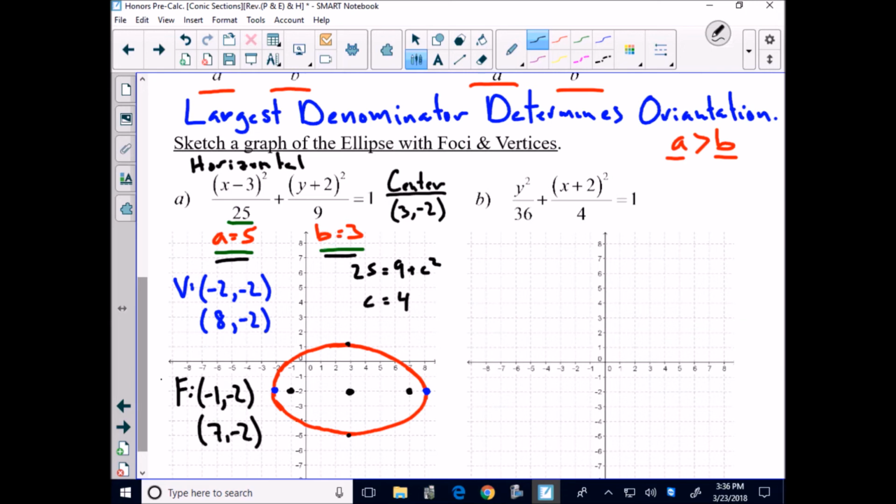Now, if we also want to graph the foci, we basically need to know that length c, right? Well, we have that Pythagorean relation, which is a squared equals b squared plus c squared for an ellipse. And we can take a squared as the denominator of our x term, and we can take b squared as the denominator for our y term, and plug those in and solve for c. We get a c length of 4, and so we will go out a distance of 4 to our two foci, right?